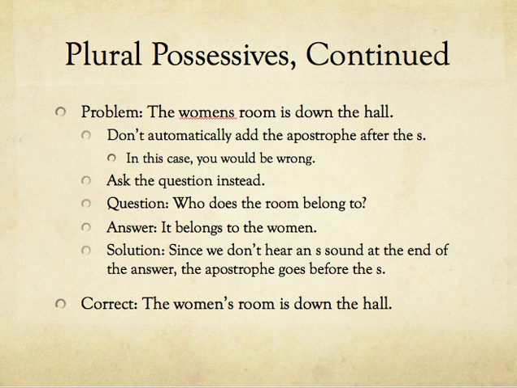See, we do not hear S at the end of our answer. The room belongs to the women. Therefore, the correct form is apostrophe S. Remember, if you don't hear an S at the end of your answer, then you want apostrophe S. And so the correct form, as we see at the bottom of the page, is the women's room is down the hall. It's apostrophe S.